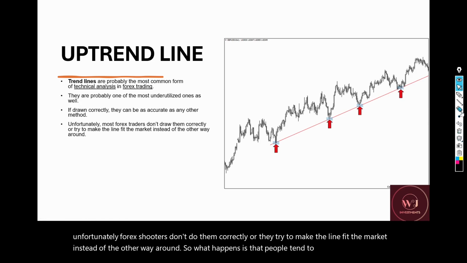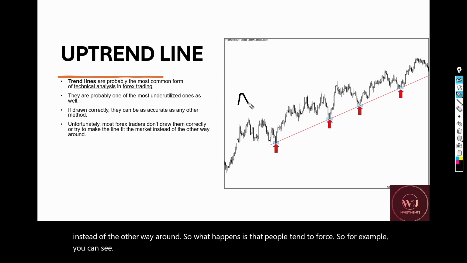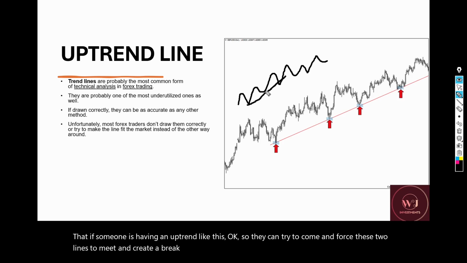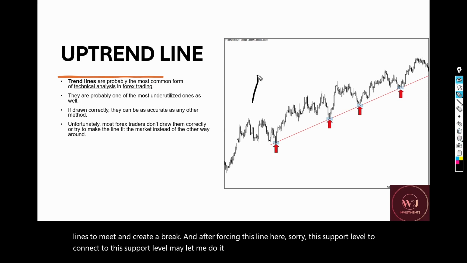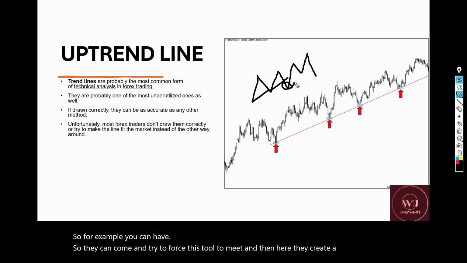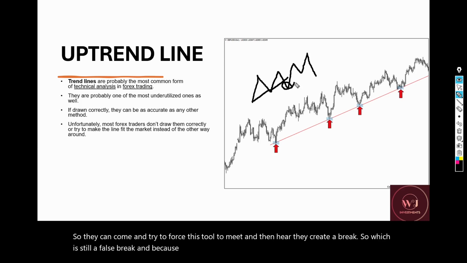For example, if someone is having an uptrend like this, they can try to come and force these two lines to meet and create a break. So they try to force these two to meet, and then here they create a break, which is still a false break. Because of this inaccuracy, that is one of the major causes of losses when we trade using these trend lines.